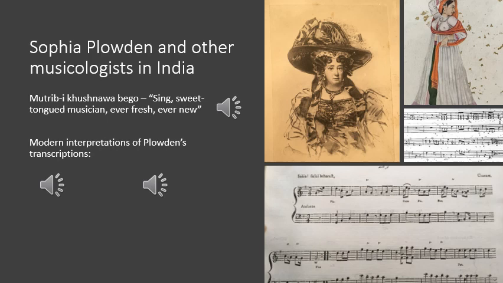These transcriptions and interpretations of Indian or Oriental melodies were really popular in Europe. It's said that many of the famous European composers owned copies of the Oriental Miscellany and based some of their knowledge, their imagination of what the East was like, on this book. Plowden and others were awarded honors by the Indian authorities and royalty for their genuine engagement and interest in Indian music, and for their attempt to bridge this musical cultural divide.